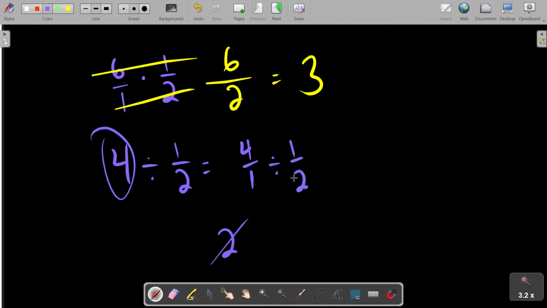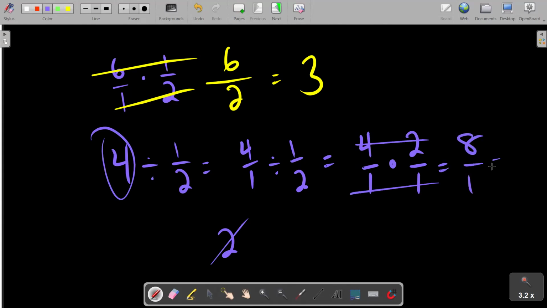And then copy dot flop, keep, change, flip, invert, and multiply. There's a ton of different ways to say it. At the end of the day, what it comes down to is this: you keep the first fraction the same, you change the division into a times, and you flip the second fraction over. Got it? And then, of course, 4 times 2 is 8. 1 times 1 is 1, and 8 over 1 is 8.